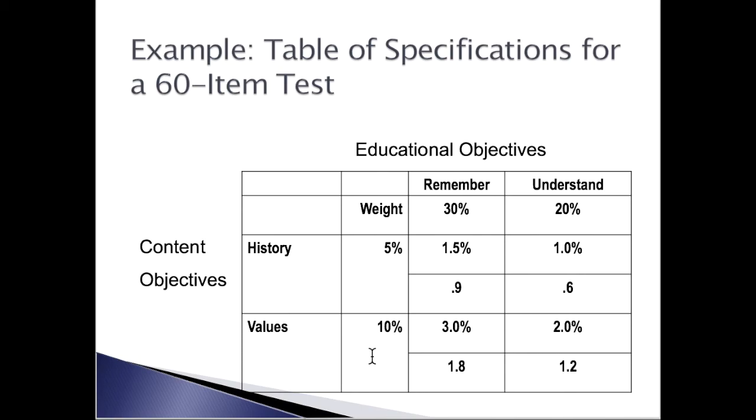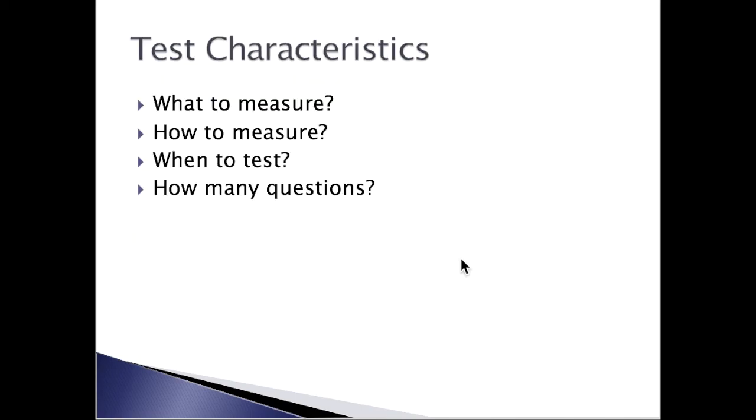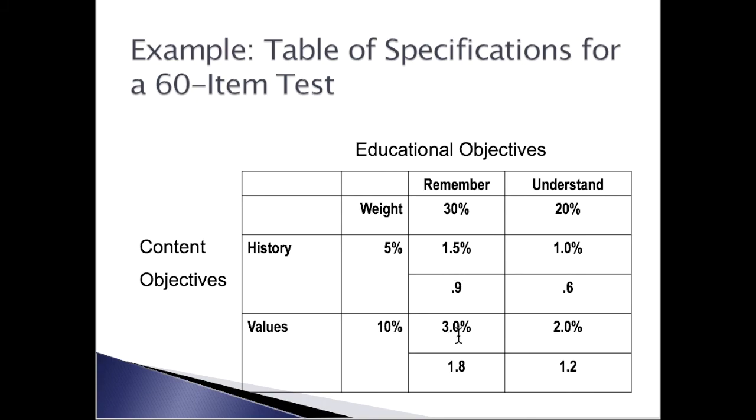Similarly, if we spent 10% on values, we would have 3% of our total questions, or 2 questions, for remember of values, and we would have about 1 question for understanding those values.